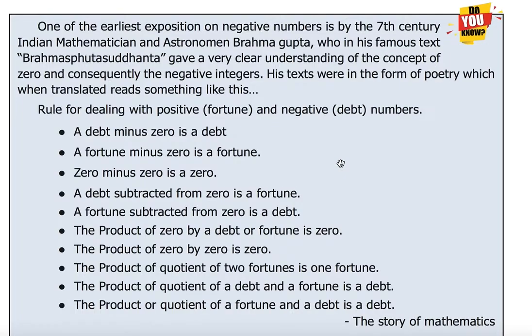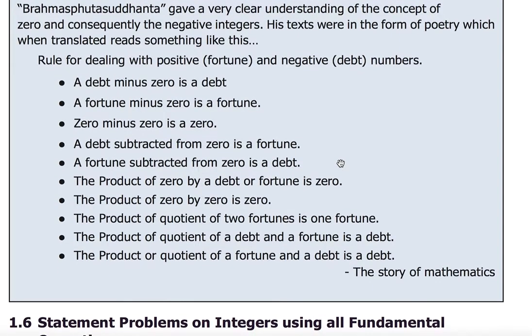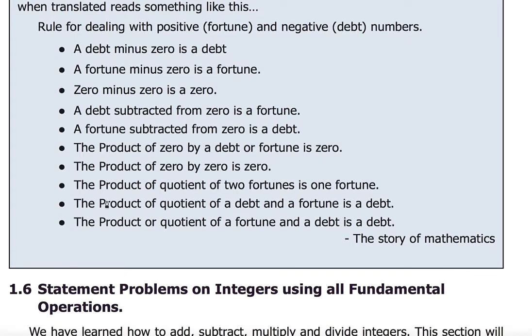A debt minus 0 is a debt. A fortune minus 0 is a fortune. 0 minus 0 is 0. A debt subtracted from 0 is a fortune. A fortune subtracted from 0 is a debt. The product of 0 by a debt or fortune is 0. The product of 0 by 0 is 0. The product or quotient of two fortunes is one fortune. The product or quotient of a debt and a fortune is a debt. The product or quotient of a fortune and a debt is a debt.